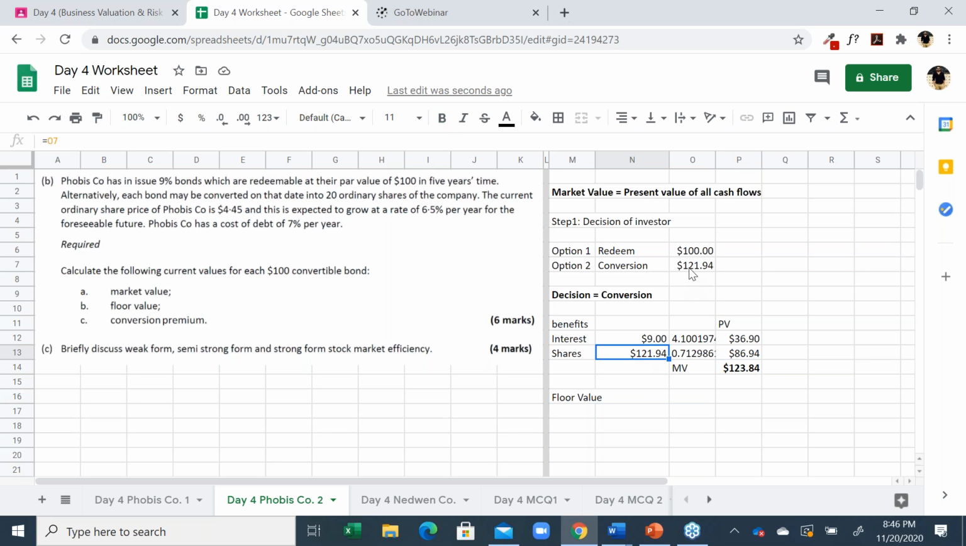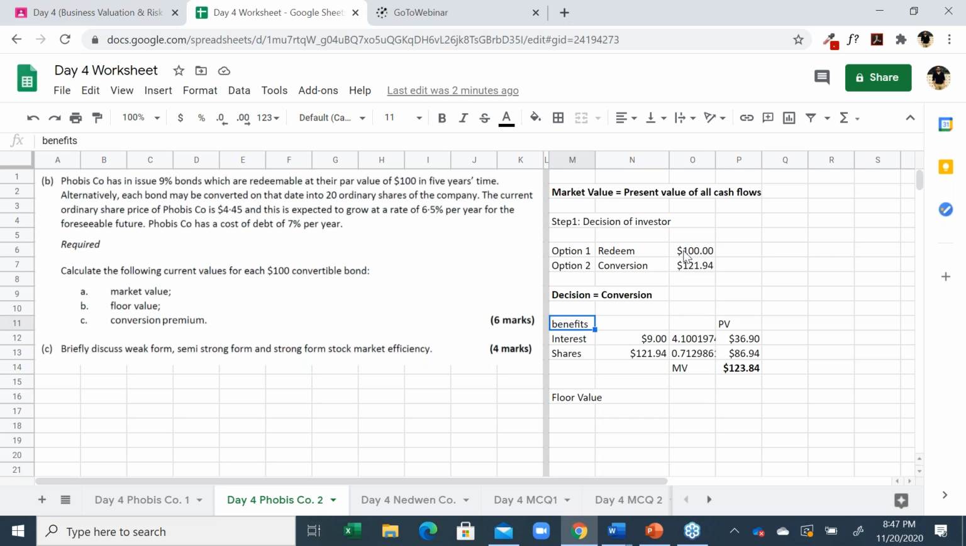That the share price will be growing and the investor will be getting $121.94. But what will be the minimum that this investor will be getting after 5 years? 100, right? 100 will be the minimum that this investor is going to get. So even if the share price does not grow in the future, and even if it stays at the same level, the minimum that this investor is going to get after 5 years will be $100.